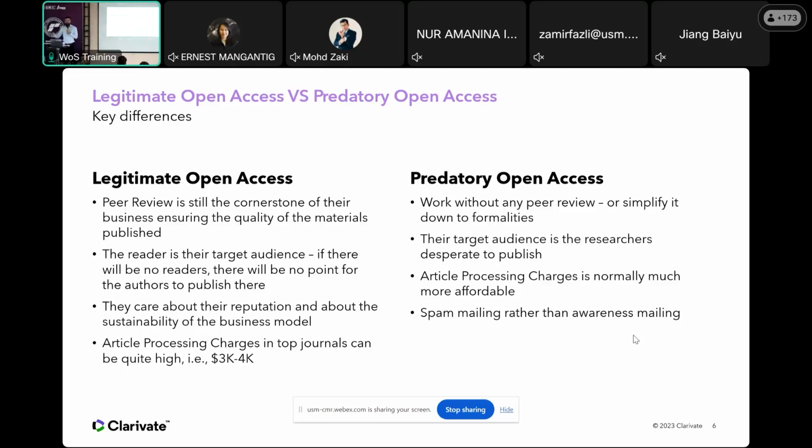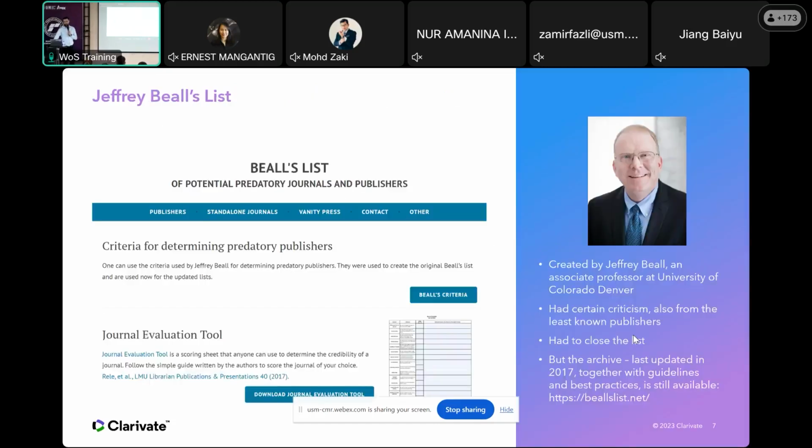However, the spam mailing from the predatory open access publishers is all about fake metrics that they have, like a general impact factor. It's about how they would like to publish your work in a specific set of days, and they guarantee that it's going to be indexed by Web of Science, Scopus, or other databases, etc. So you can find a lot of that in spam mailing from these guys.